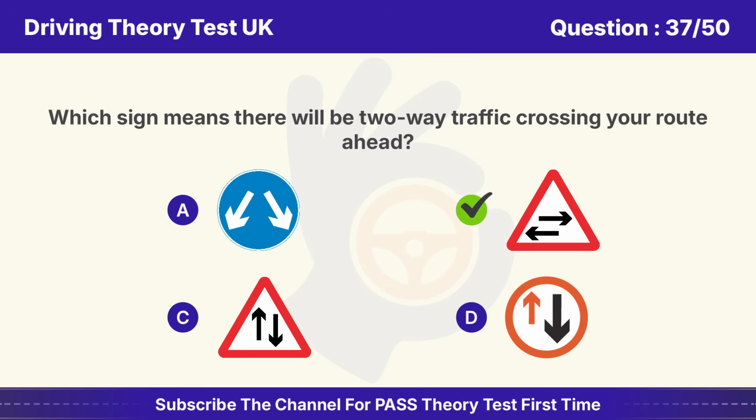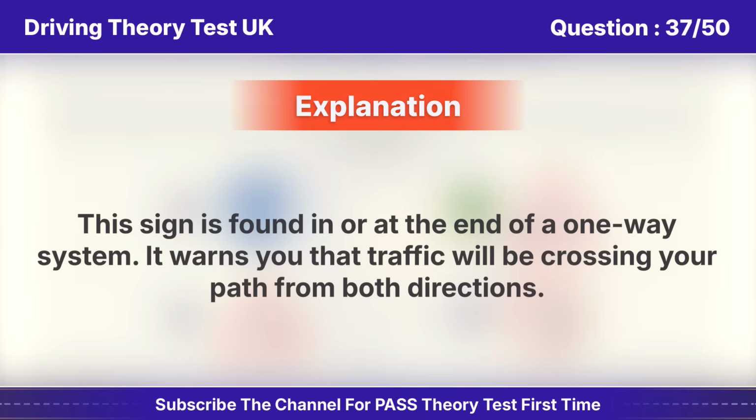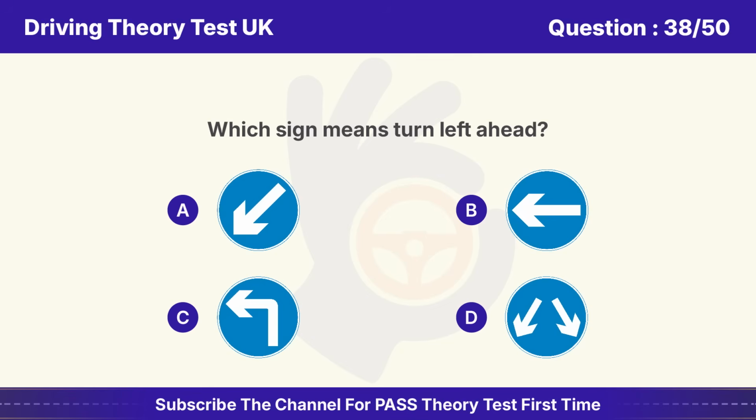Answer is B. This sign is found in or at the end of a one-way system. It warns you that traffic will be crossing your path from both directions. Question 38. Which sign means turn left ahead?